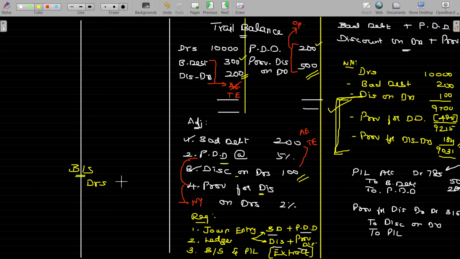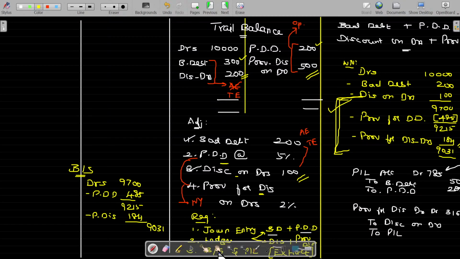So, debtors 9,700 minus PDD 485, 9,215 minus provision for discount 184, outer column 9,031. See, we are skipping so many journal entries to directly post that in the balance sheet. So it's your duty to understand the logic behind it, as you are a professional student. Of course, you might have studied this way also. Pretty simple to get the answer.